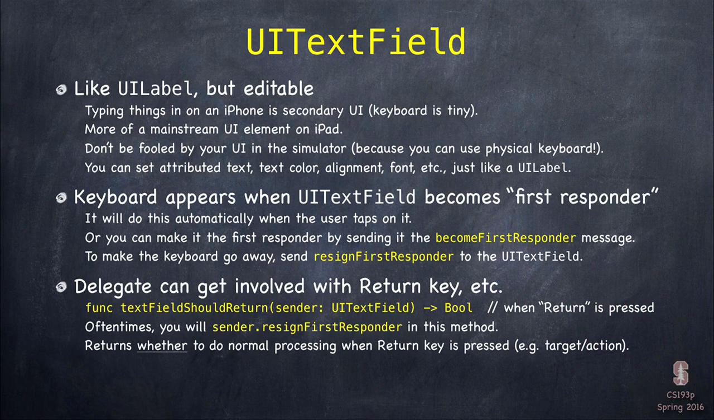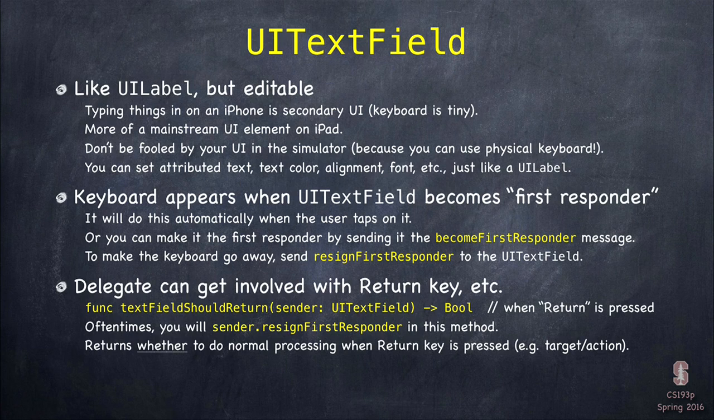Now, delegation is used here primarily with the return key. So if you bring up that little software keyboard, in the corner there's a button called return. And if you click return, the text field's delegate will be sent this message. Text field should return. It's called should return because it returns a bool about whether it should do target action when that return happens. Because a text field is like a button. If someone types in there and hits return, it'll do target action. Okay, you can control drag and it'll do target action just like a button.